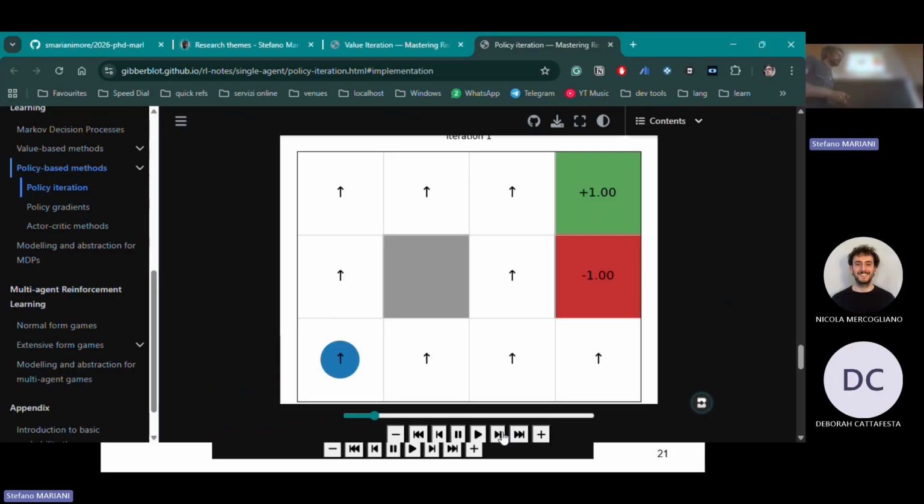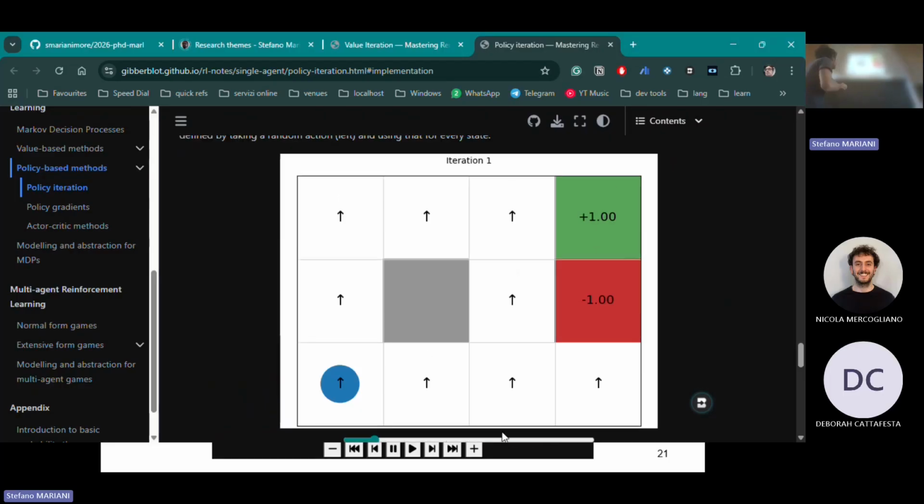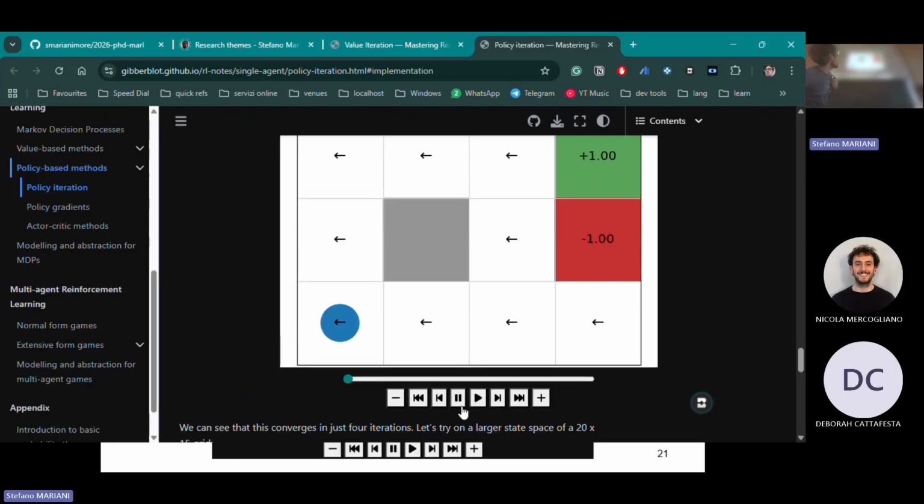Let's try to be intelligent. Does it make sense that the first modification we make is go up? Absolutely yes, because we already know from before that the best path is this. So the first step that the agent must take, if starting here, is up. That's why the first modification is go up.